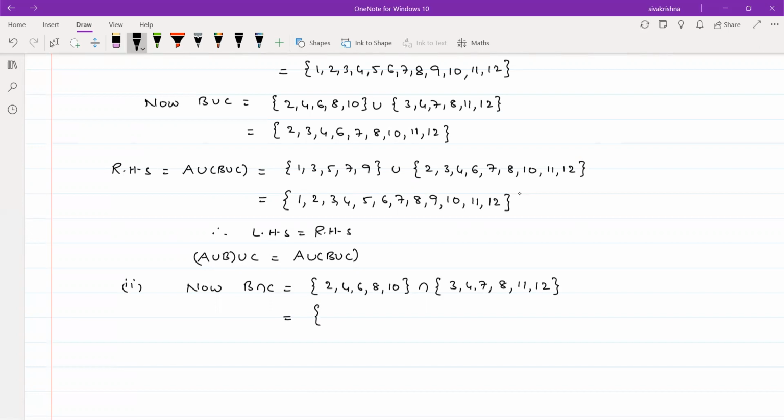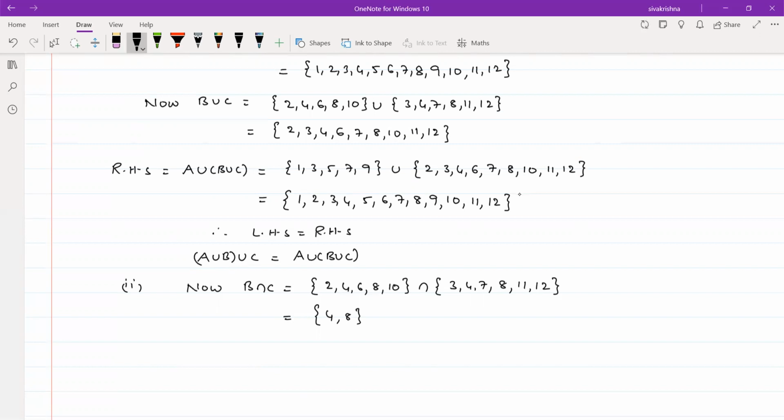So we have 4 common in both the sets, so we write 4. We also have 8 common, so we write 8. So we have only 2 elements in common in both the sets, one is 4 and the second one is 8. Remaining all elements are distinct elements. So I have written only 4, 8.